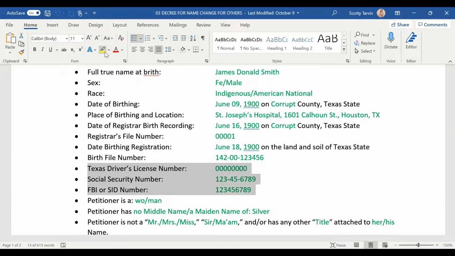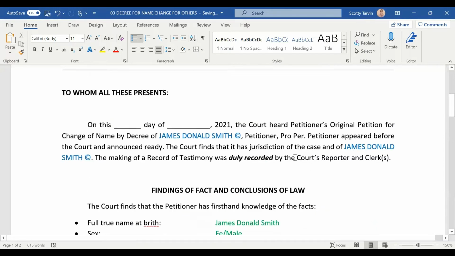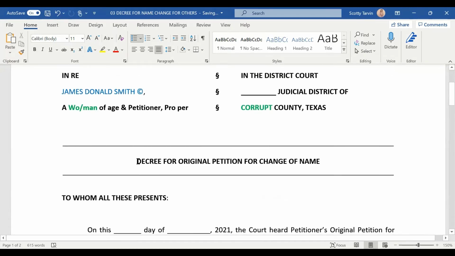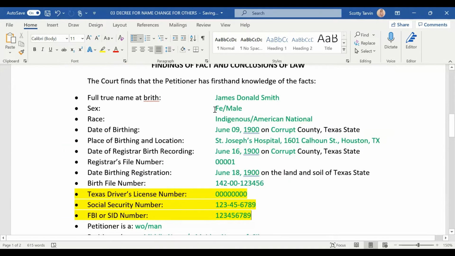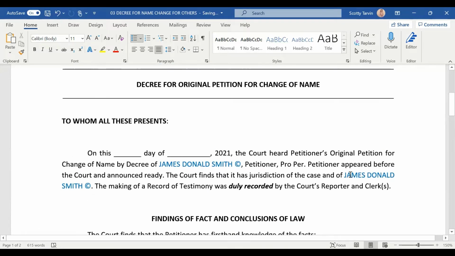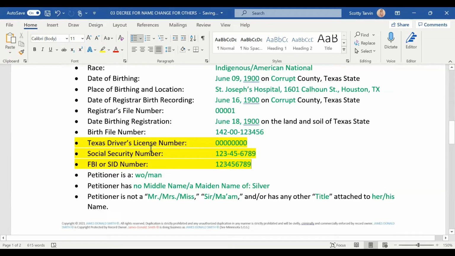Highlight those, because I would leave these out. And the reason you want to leave these out is because when you get the exemplified copy of this decree, you're going to be sending copies of it to specific entities to inform them, this is who I am. So this person right here that y'all have been stealing the identity of, y'all can't do that anymore.